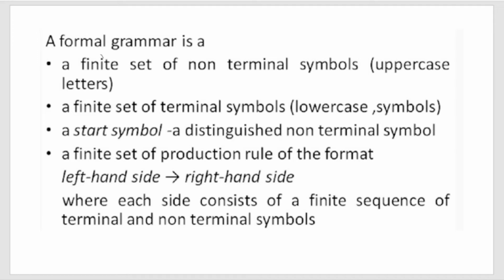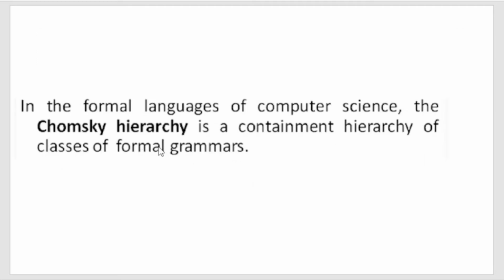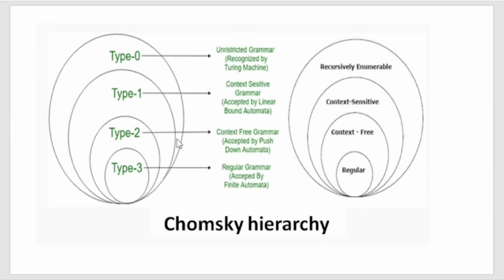Different types of grammars are available in formal languages. These grammars are categorized in a hierarchical order. The Chomsky hierarchy is a containment hierarchy of classes of formal grammars. According to the Chomsky hierarchy, there are 4 different types of grammars. Let me explain the types of grammar in formal languages. Each type of grammar has its own machine to recognize the strings or sentences derived from that particular grammar.